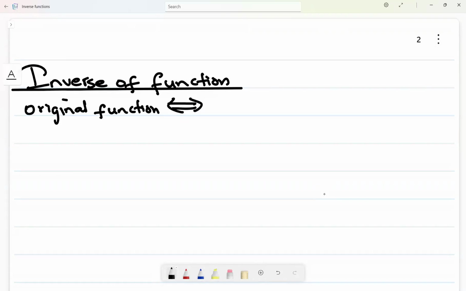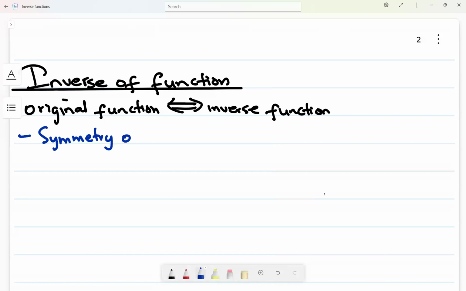When the original function is changed to an inverse function, we need to reflect whatever we are changing across the line, okay? It needs to be a symmetry of a graph. It should be a symmetry about the line y is equal to x.